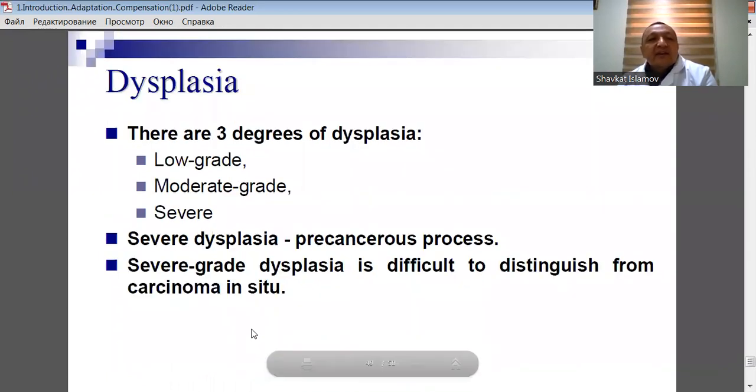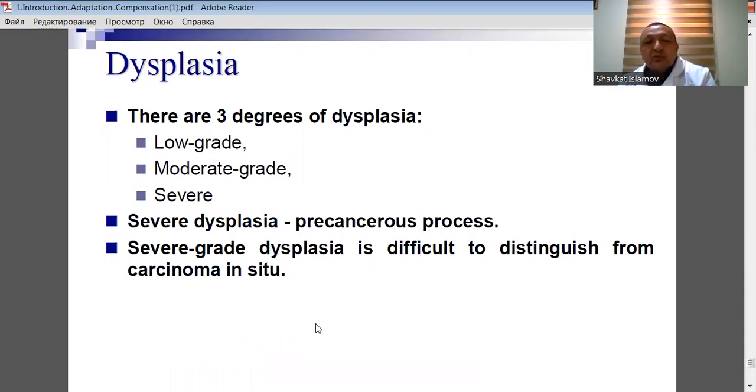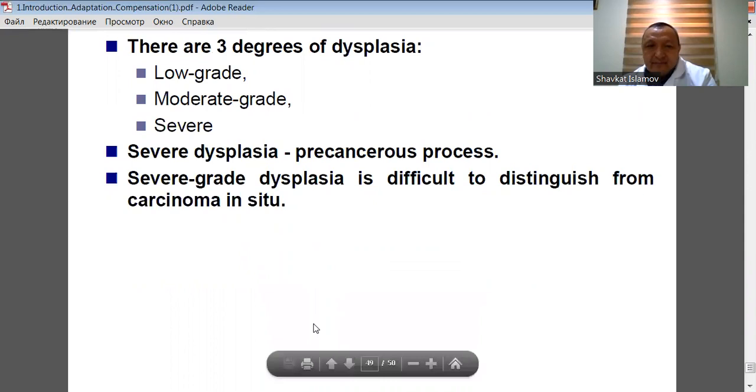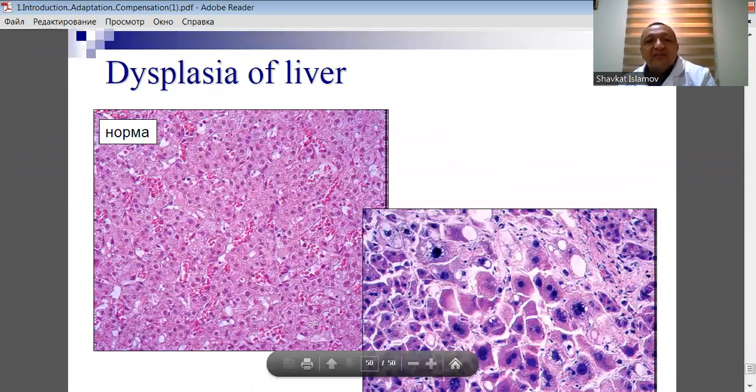Dysplasia: there are 3 degrees of dysplasia: low grade, moderate grade, severe. Severe dysplasia is a precancerous process. Severe grade dysplasia is difficult to distinguish from carcinoma in situ. Dysplasia of liver.